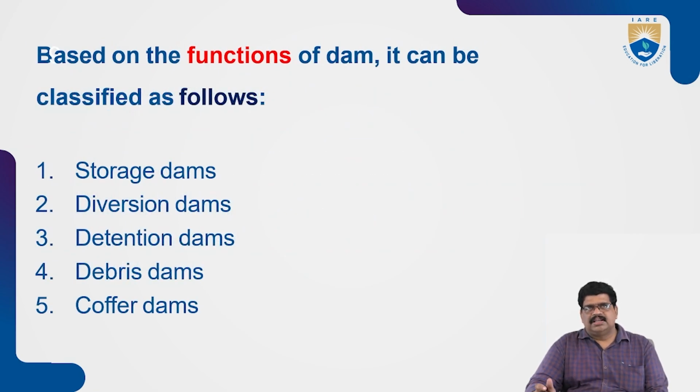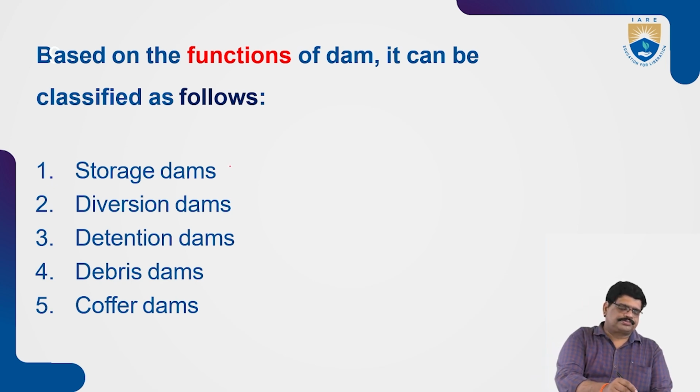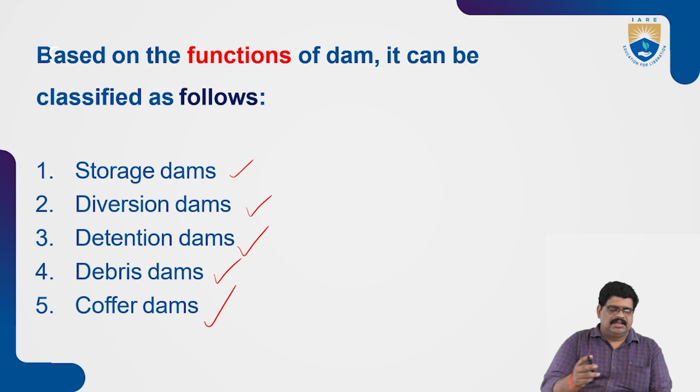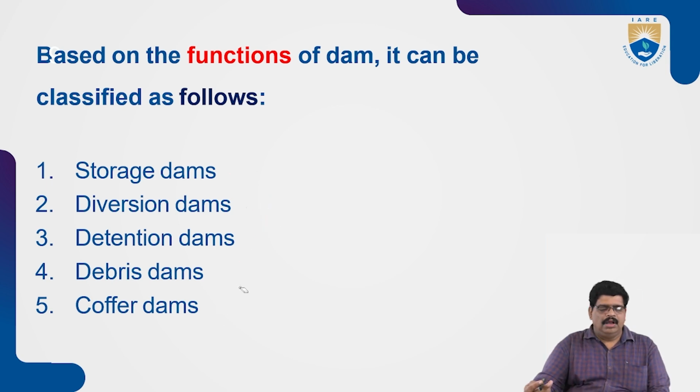Next, based on the functions of the dam, it can be classified into the following: the storage dam, the second one is the diversion dam, the detention dam, the debris dam, and the coffer dam. These are the different types of dams that can be constructed. Let us see them one by one.